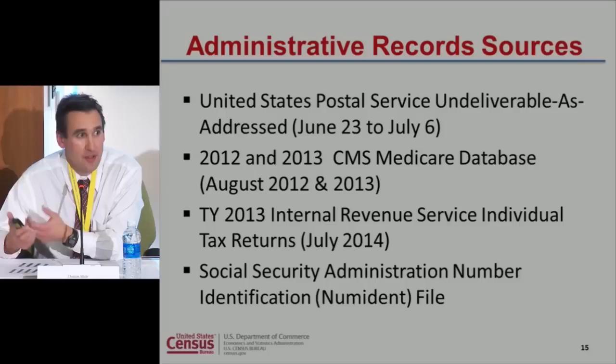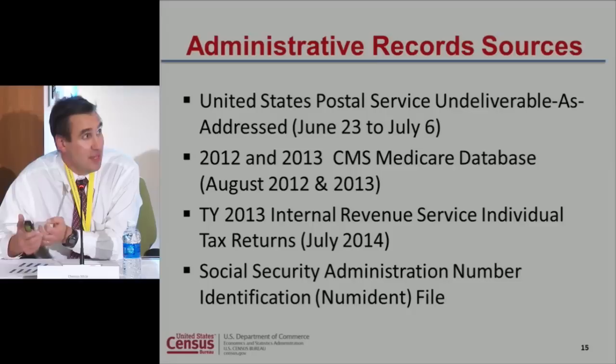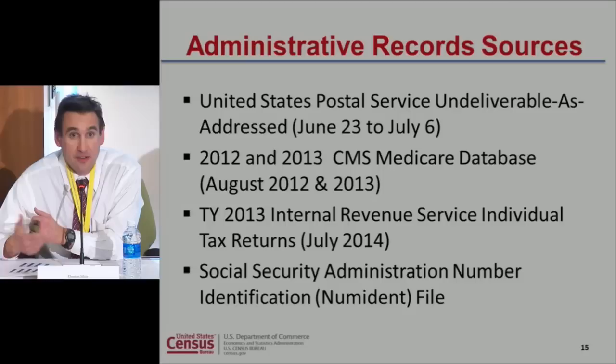For the person information we end up utilizing, we took information from the Center for Medicare and Medicaid Statistics from their Medicare transaction database. We ended up using 2 years of that information. Since we got the deliveries in the August timeframe and our test was July, we ended up looking at 2 years of the past data and said, did we see consistent households in a 2-year period? We also were able to receive from the Internal Revenue Service tax year 2013 information that was delivered to us in early July, and we ended up processing that and using the returns through the first half of the year. And we're also able to use information from the Social Security Numident database.